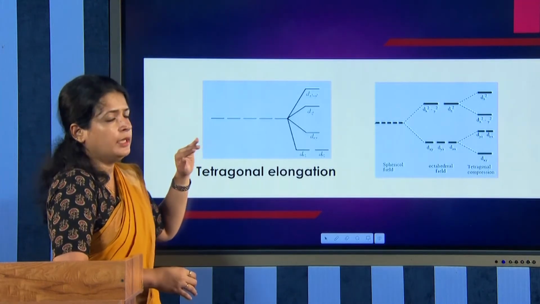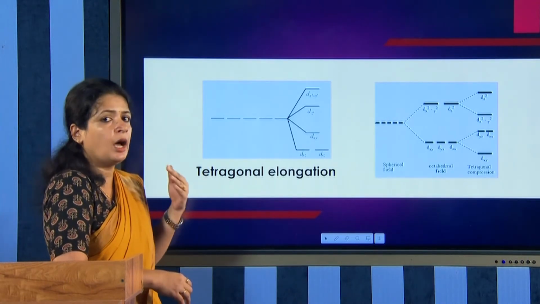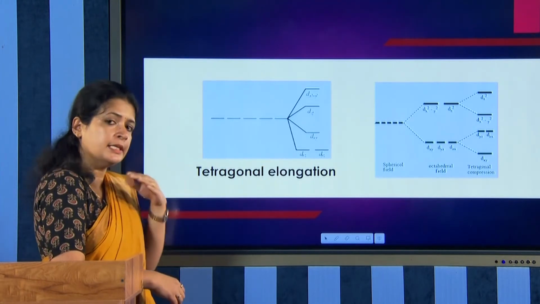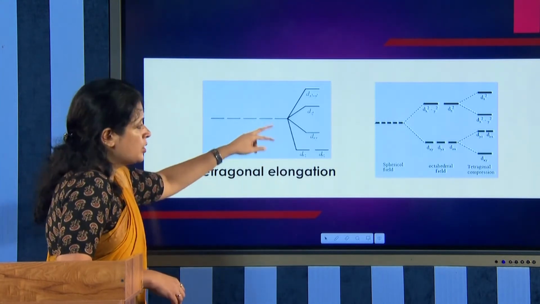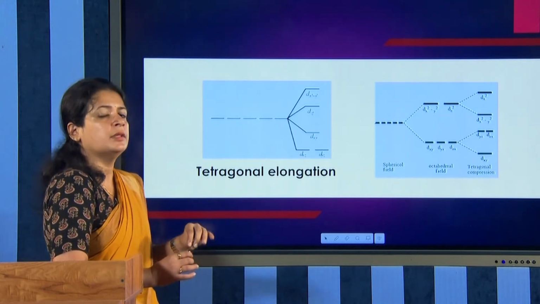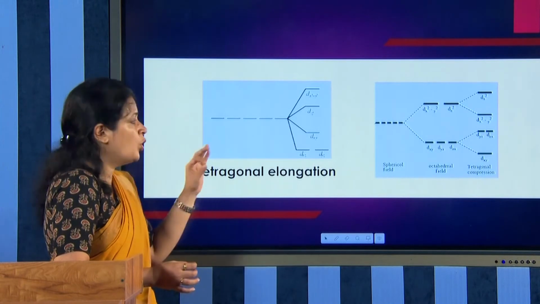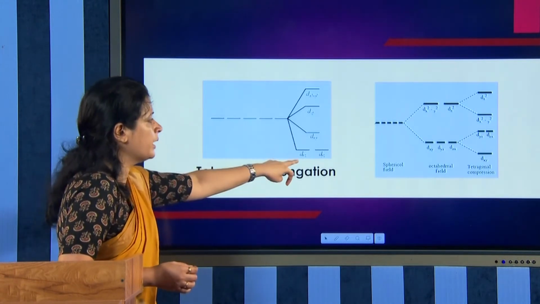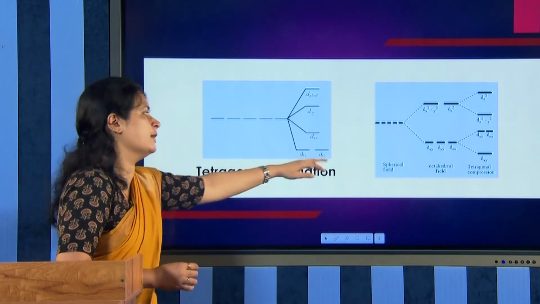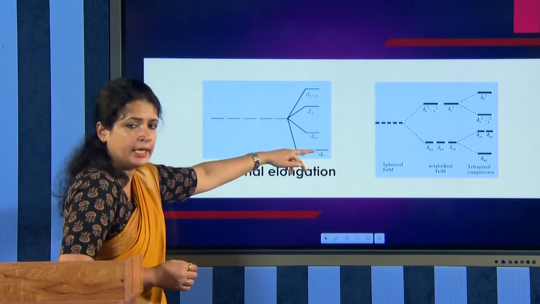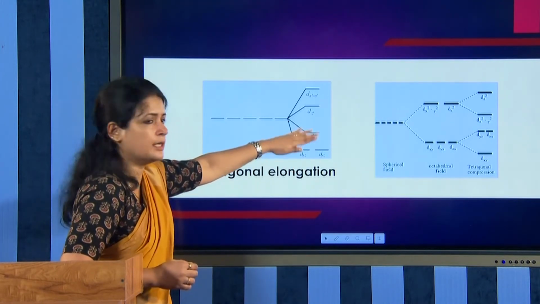And in the T2G orbitals, how many are having the z component? 2 are having the z component, that is dxz and dyz. So in the case of the tetragonal elongation, those orbitals will be having a still lower energy. That is why dxz and dyz are occupying a very low energy when compared to dxy. And so this is the case of the T2G orbitals.